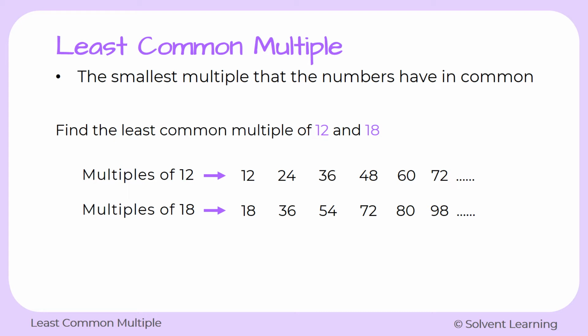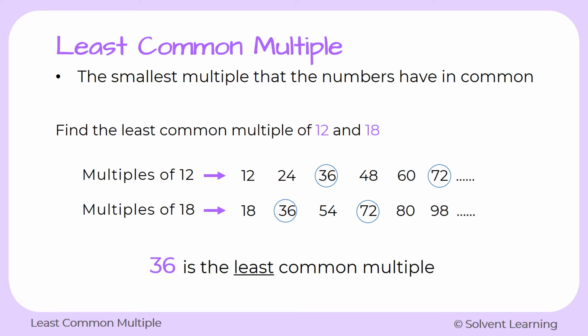Now our task is to find the least common multiple between those numbers. So let's see what multiples they do have in common. We can see that both numbers have a 36 and a 72. But we want to find the least, or the smallest, multiple that they have in common, which will be the 36. So we would say that 36 is the least common multiple between 12 and 18.